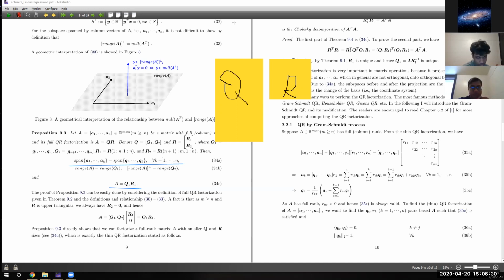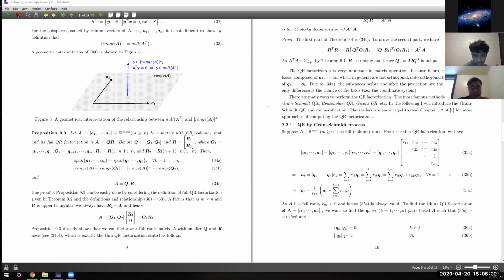Sorry guys, I made a mistake here. The one that I drew was actually the thin QR. Usually we use thin QR instead of the full QR. In the full QR, your Q is a square matrix. Let me use yellow color again and add a text.